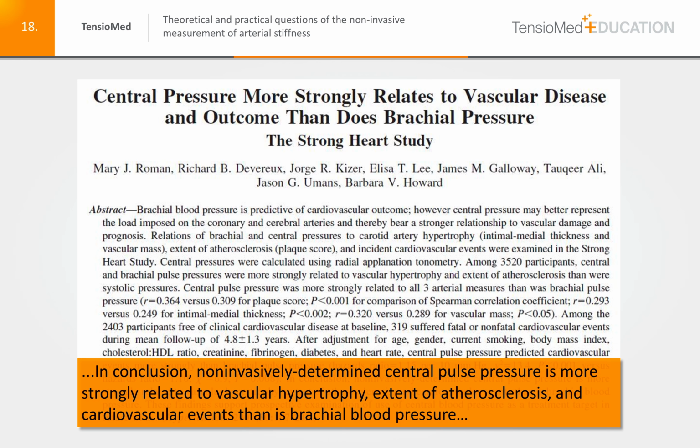We do have nice data confirming the importance and the significance of the measurement of the central aortic blood pressure. In the Strong Heart Study, it was proven that the central pressure more strongly relates to vascular disease and outcome than does brachial pressure. It was found in this study that the central blood pressure is more strongly related to vascular hypertrophy, extent of atherosclerosis, and cardiovascular events than is brachial blood pressure.